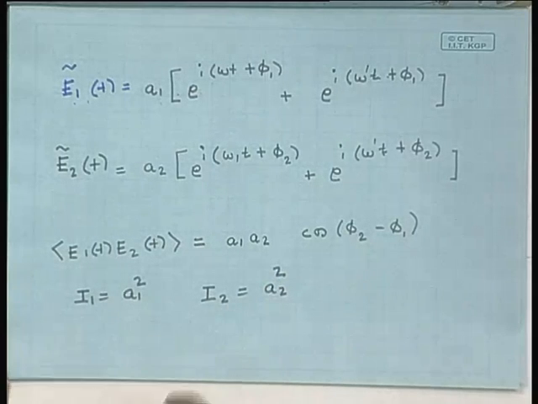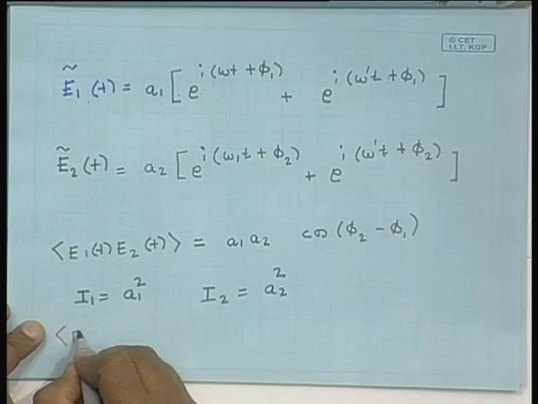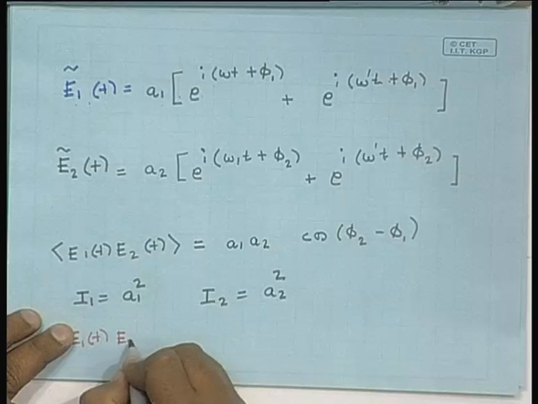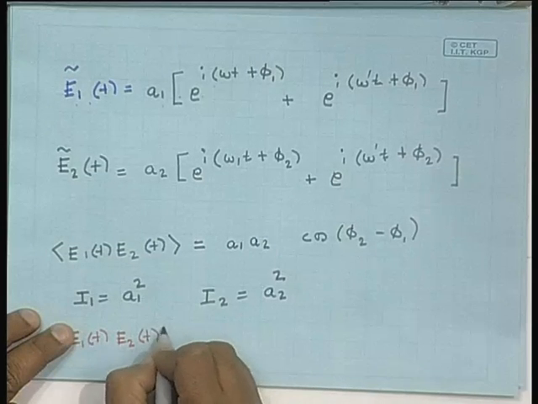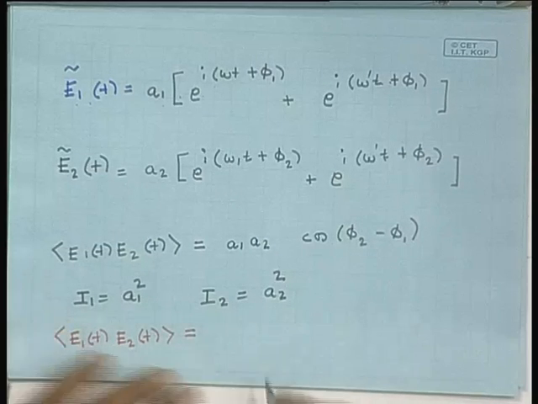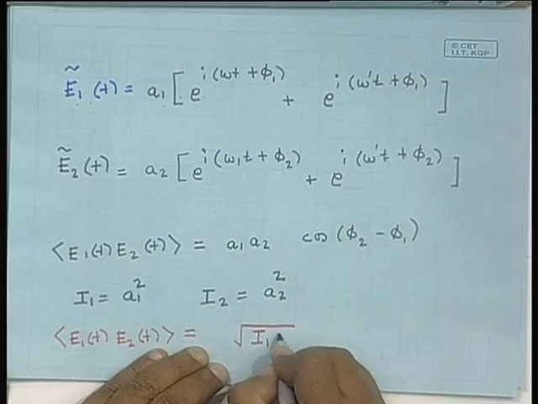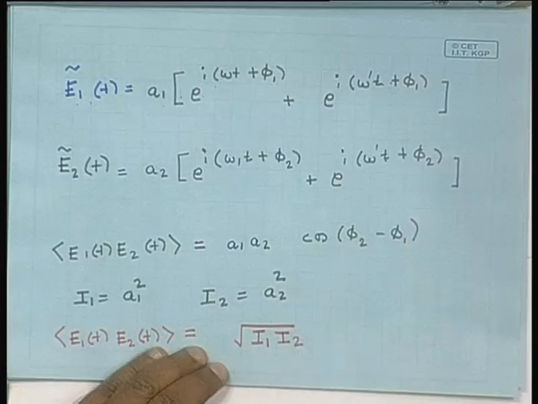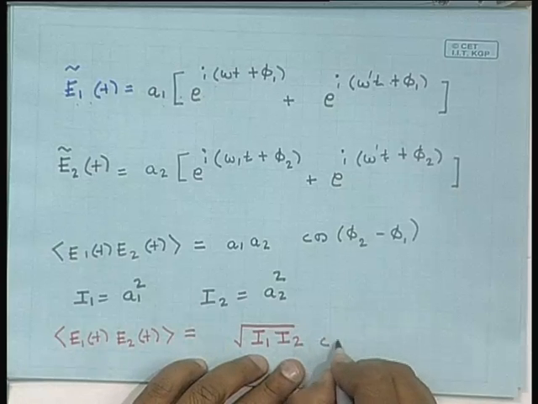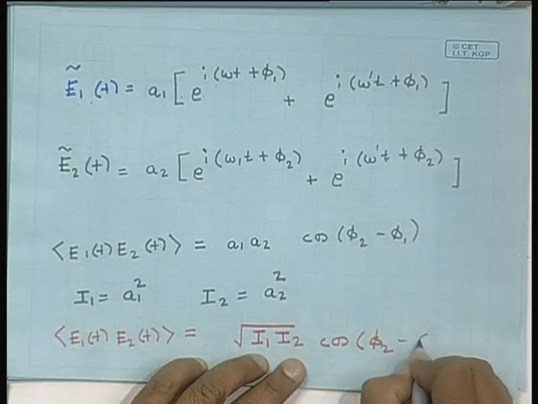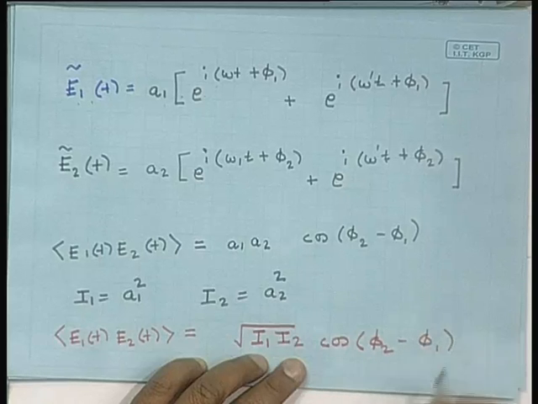So, finally I can write the time average of E1 t into E2 t as the square root of I1 into I2, and I have this factor cos phi 2 minus phi 1.